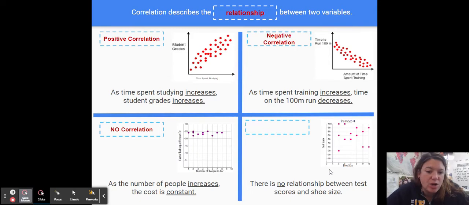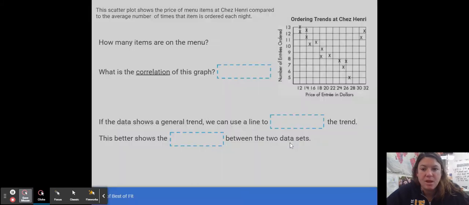Same thing over here. There's really no relationship between the test scores and somebody's shoe size. So these are all over the place. So there's no correlation between this data.